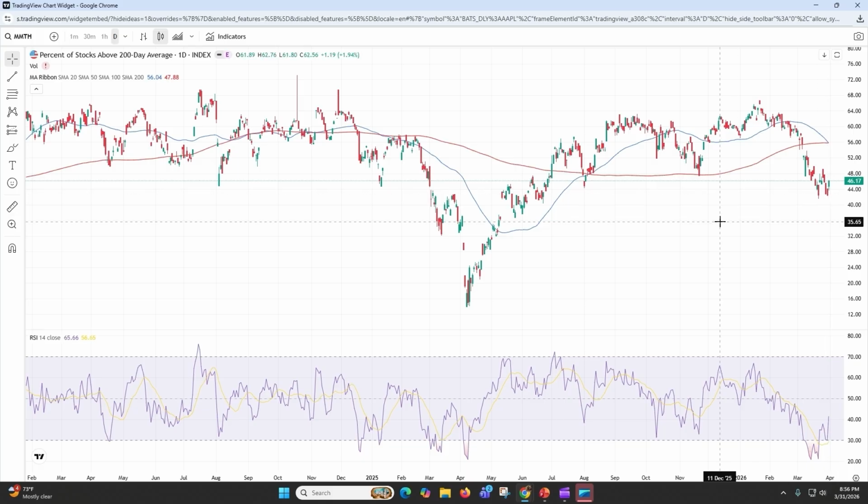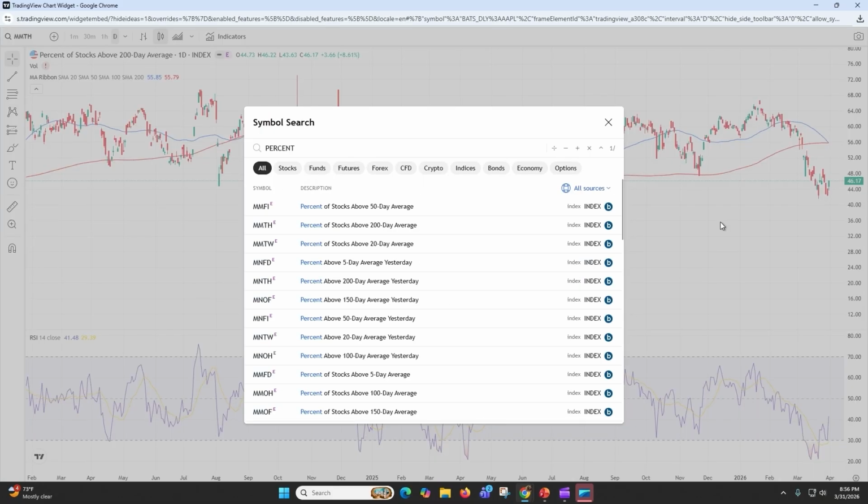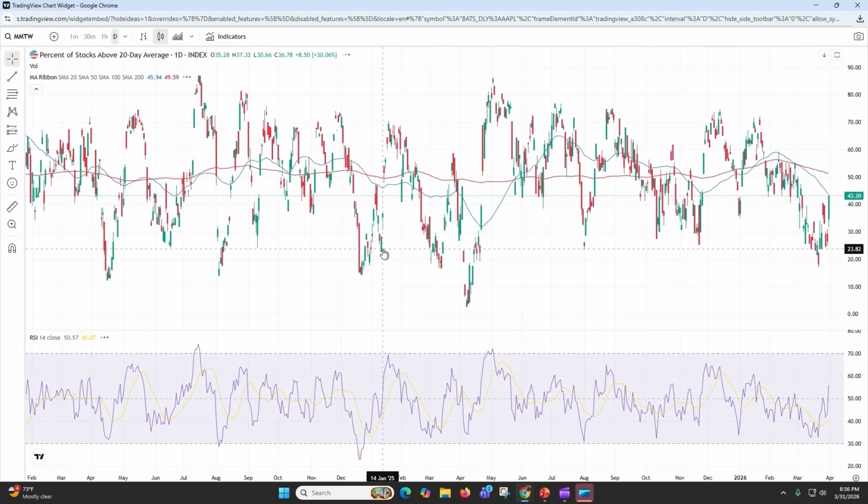Now, the great part about this tool is if you're looking for something, you just start typing it in plain English and it'll pop up for you. So in this case, I was looking for the percent of stocks above the 20-day moving average. And here we go. You just start to type it and there you have it.